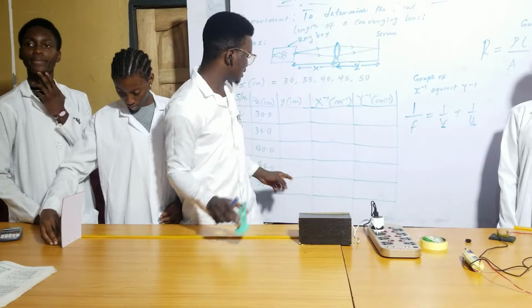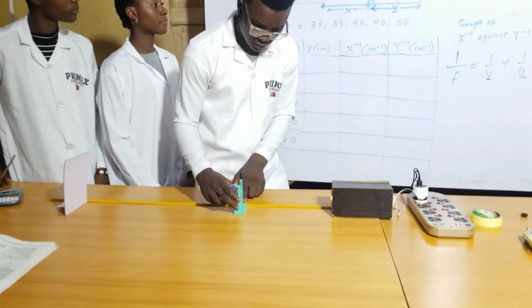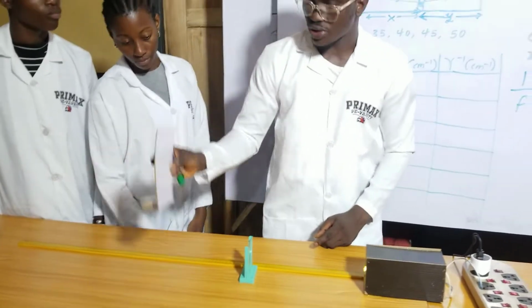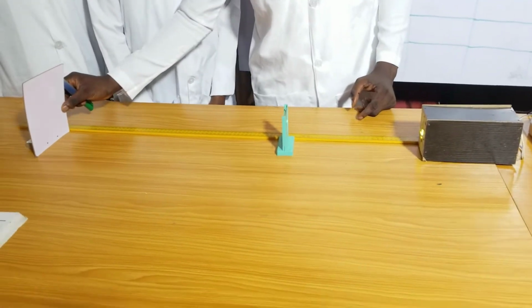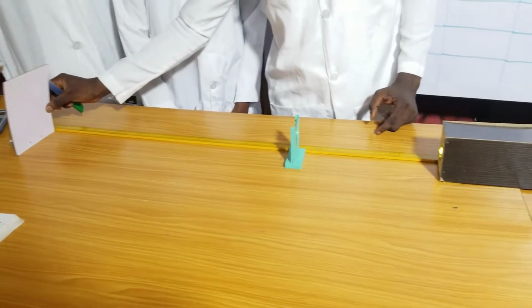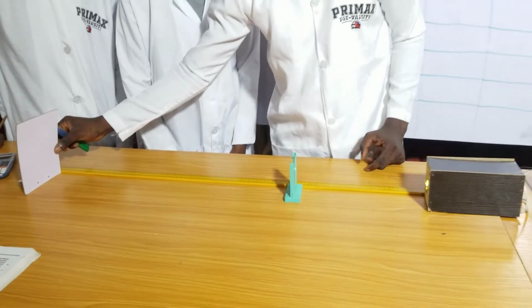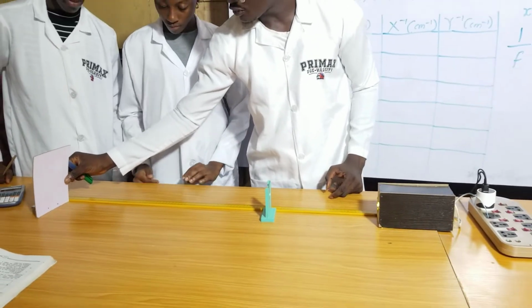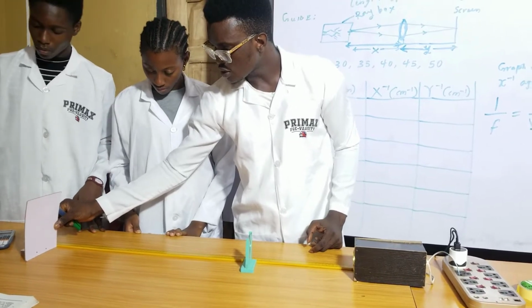You place the lens at 30 centimeter. When you place it at 30 centimeter, then you move the screen from the lens until you see a sharp image. So you can see now, I'm observing a sharp image at a particular distance. At that distance where you feel you have a sharp image, you stop there. Then you take your measurement.